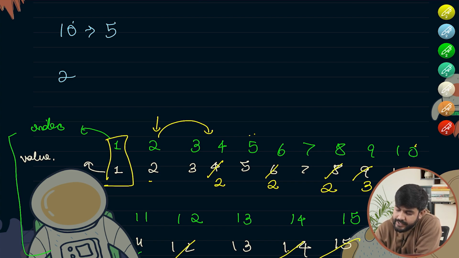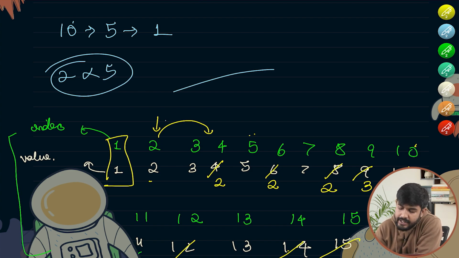And we have 5. Five kept here is 5. So it would become 1.2 multiplied by 5. That is the prime factorization. So this is a small thing.